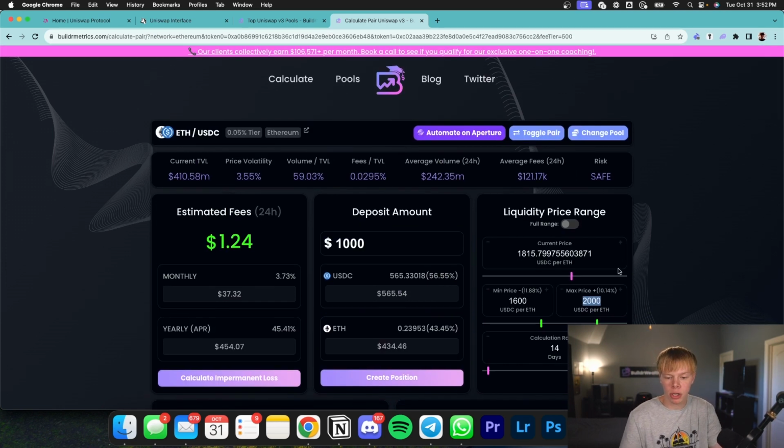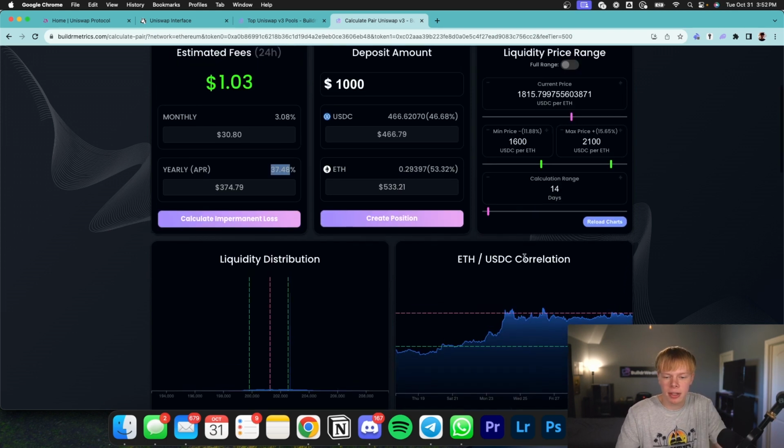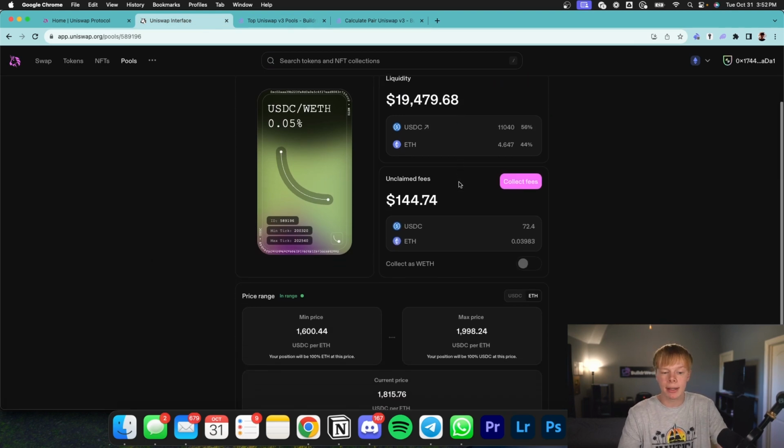Now, if I'm a little bit more bullish on Ethereum, I might do something like 2,100. And ultimately, that's going to give me more exposure to the upside for Ethereum and only sacrificing about a 7% APR. And now that I've plotted this out, let's just assume I am in the Ethereum to USDC pool, which I currently am. I have $19,000 in here.